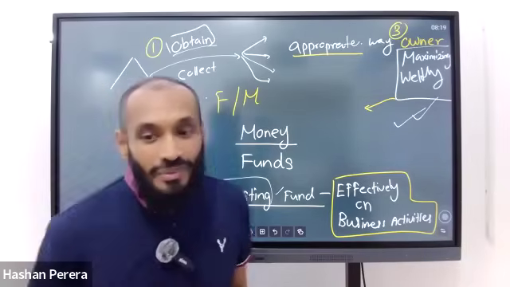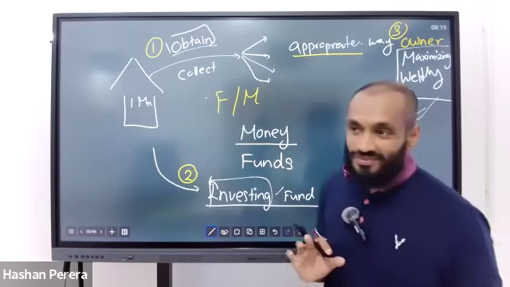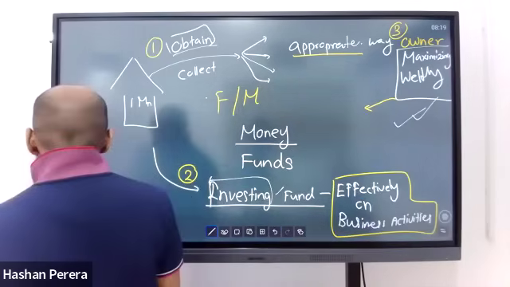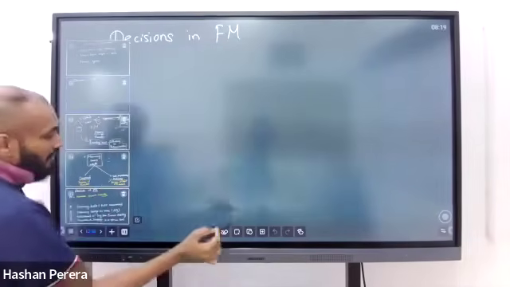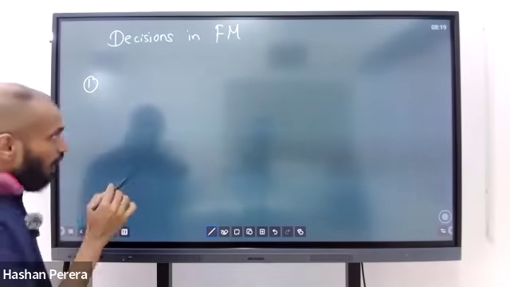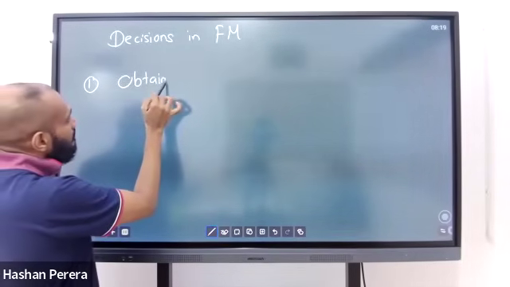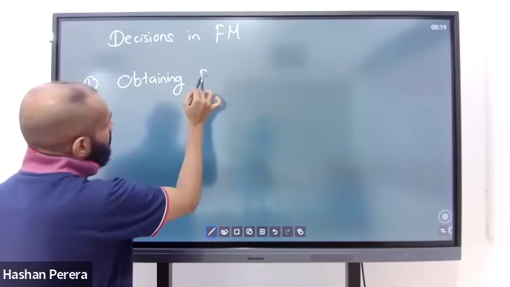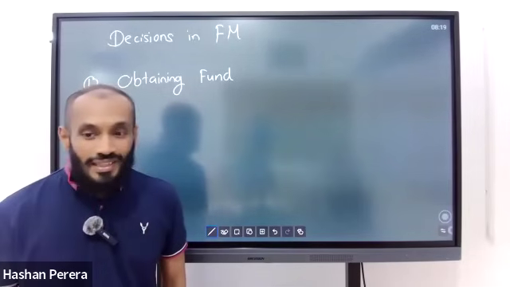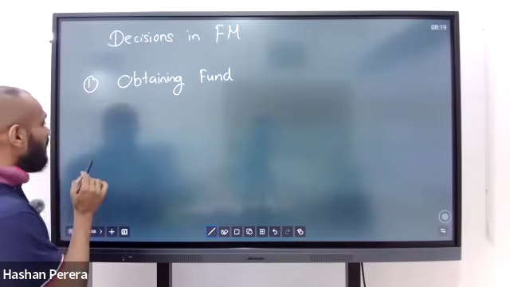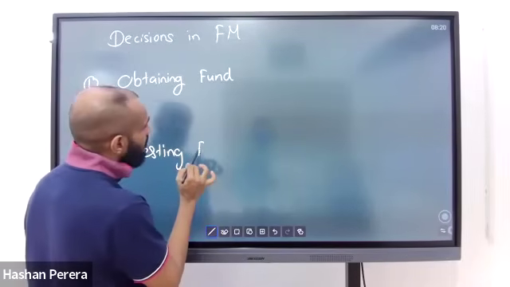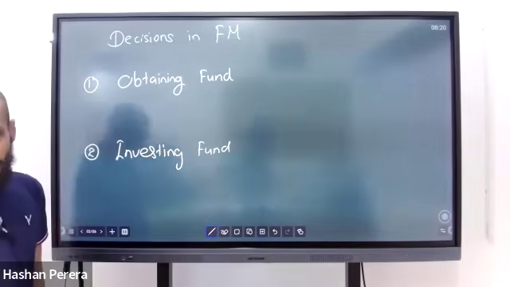One thing is you are obtaining finance from appropriate sources. Clear? Another thing is you are investing. So what are you doing? One thing you are doing is obtaining funds, getting money from somewhere. And the second thing you do is investing funds.